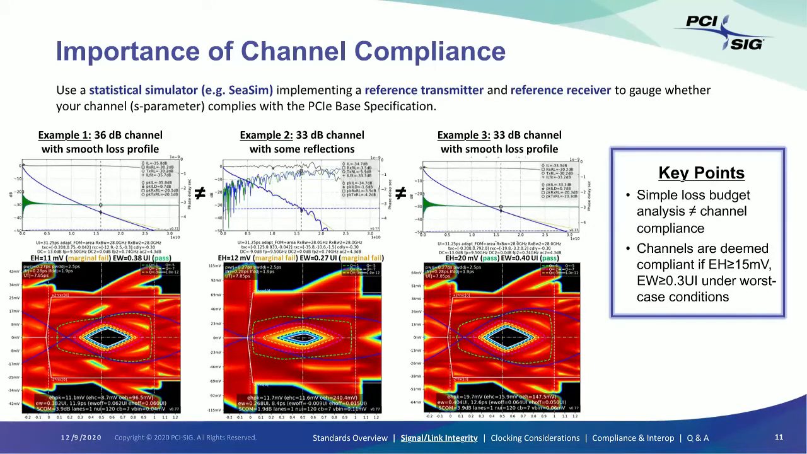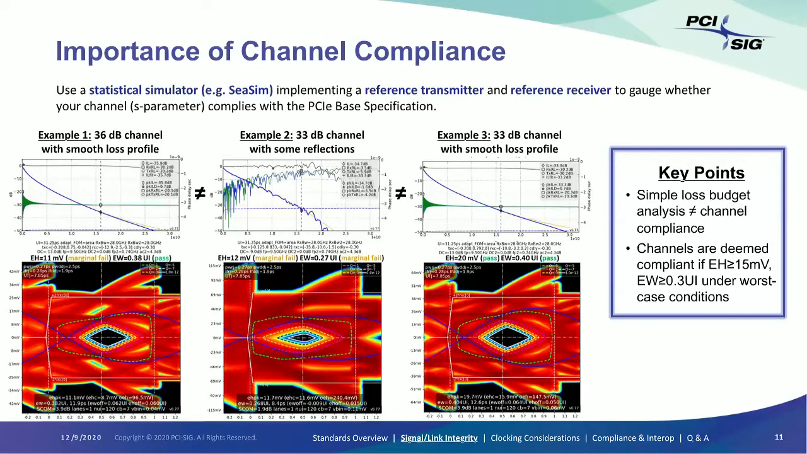Now, one exercise that every system designer needs to go through is determining if their 5.0 channels are compliant to the 5.0 specification. And the standard methodology for doing this, proposed by the PCI SIG, is using a statistical simulator, specifically a tool called CSIM, to simulate the S parameter of your channel and gauge whether it's compliant or not compliant.